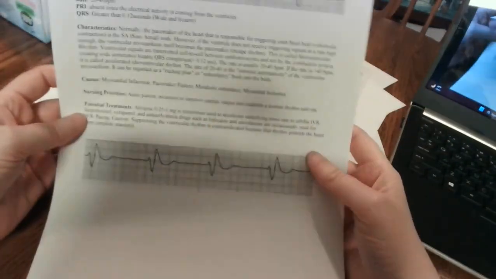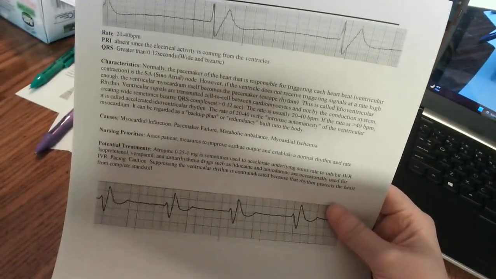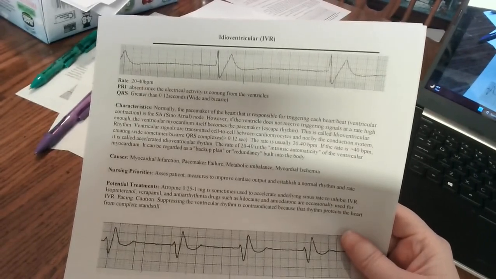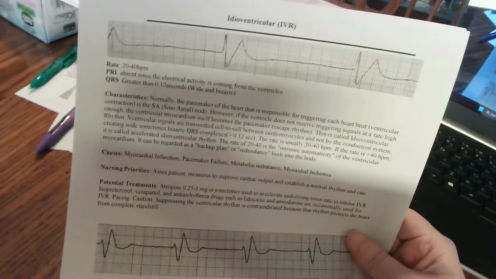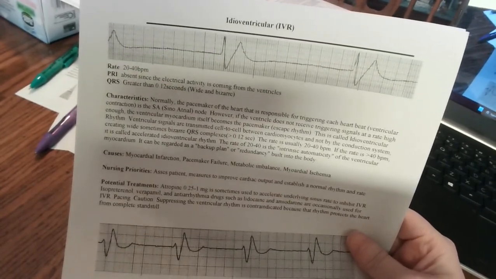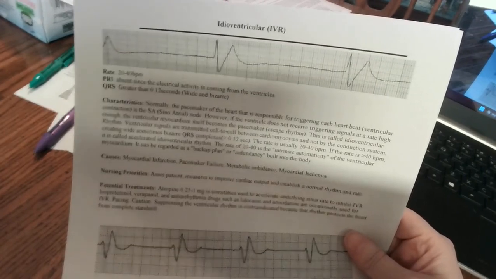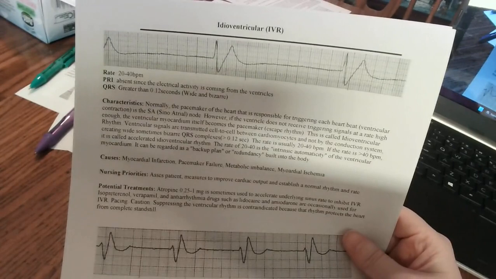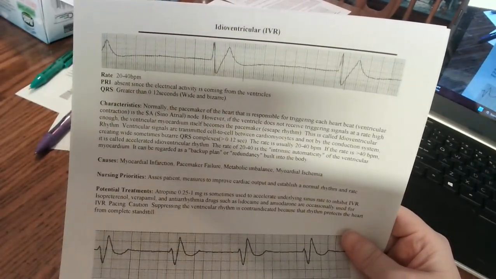Idioventricular is its own little thing that is so hard. You just never see it. This patient is almost dead. This is what you'll see sometimes when you've gotten a pulse back and then it's slowing down and slowing down and slowing down and they're about to go all the way out again. You'll see something like this. And it's going to have super wide QRSs and it's going to be really slow.